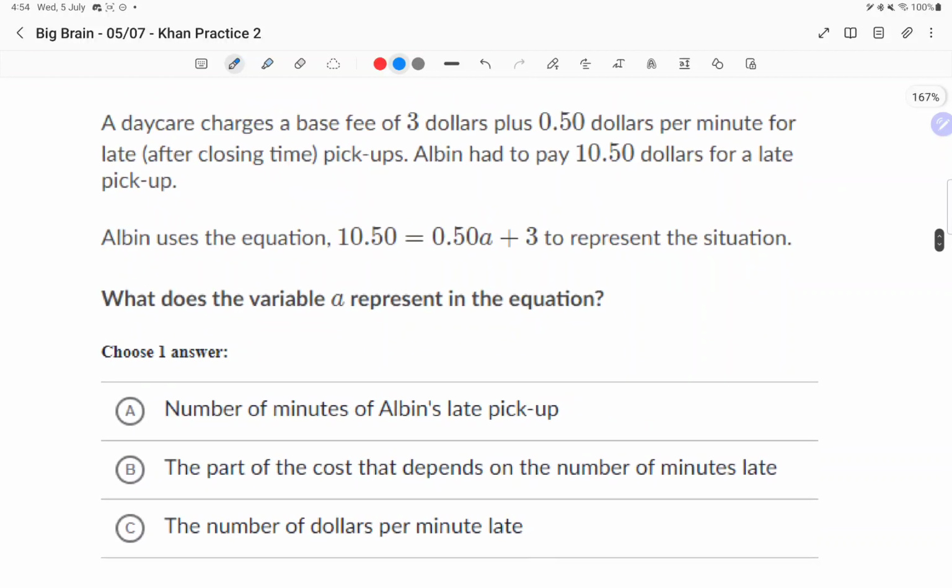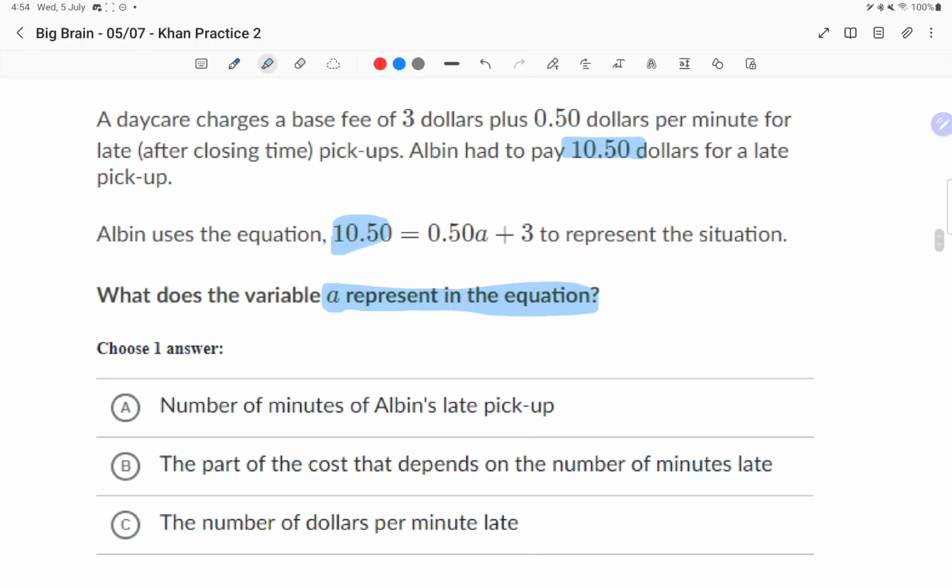A daycare charges a base fee of $3 plus $0.5 per minute for late pickups. Alvin had to pay $10.5 for a late pickup. He uses the equation to represent the situation. So what does the variable a represent in the equation here? Right, let's see, $10.5 for a late pickup, so that's the total amount, right? And then the base fee of $3 means you add the base fee to what he had to pay.